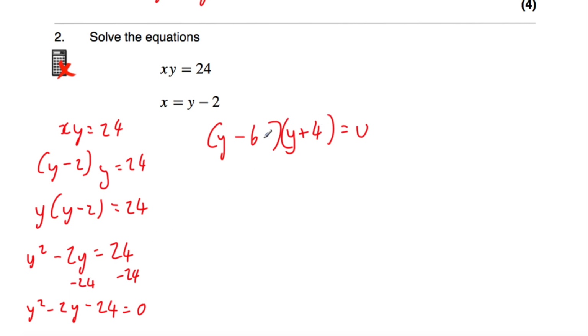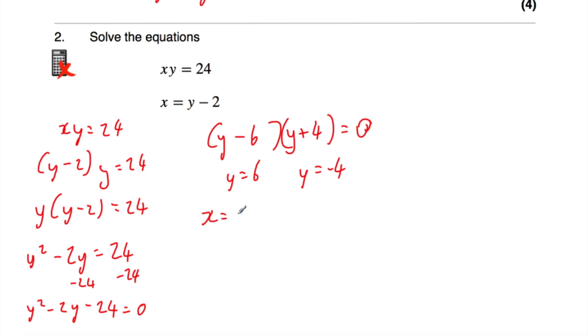So we've got these two brackets that multiply together to be 0. We now want to see what the solutions are. So for this bracket, y will equal 6, because 6 minus 6 is equal to 0. And here, y is going to be minus 4. Y is equal to minus 4, because minus 4 plus 4 is equal to 0. So we've got our two values for y. Now let's find our values for x.